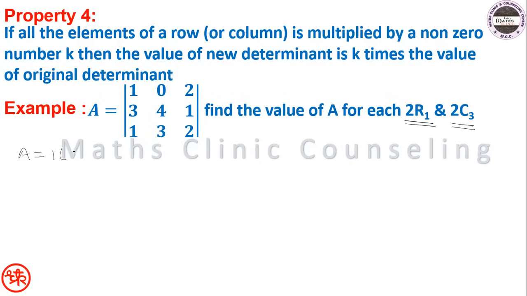1 multiplied by 8 minus 3, minus 0 multiplied by 6 minus 1, plus 2 multiplied by how much? 9 minus 4. So it is equal to 1 into 8 minus 3, minus 0, plus 2 into 9 minus 4, 5 means 10. So it is equal to 15. The answer was 15 for determinant A. Is that clear? Now what we do?